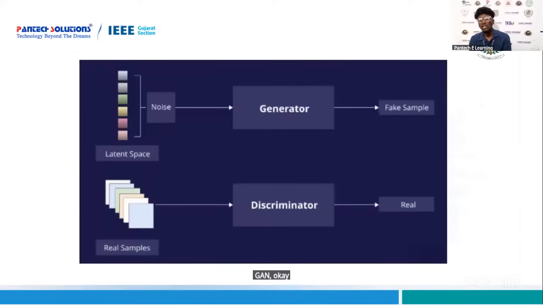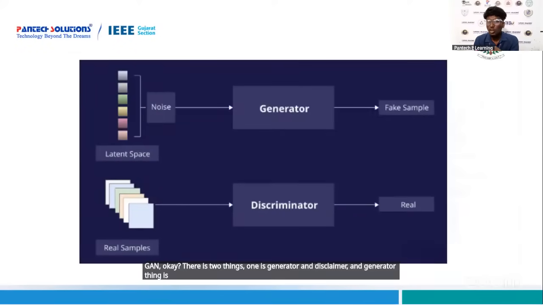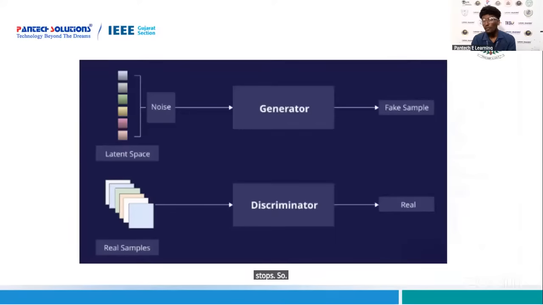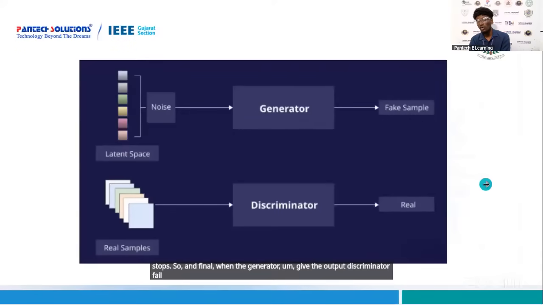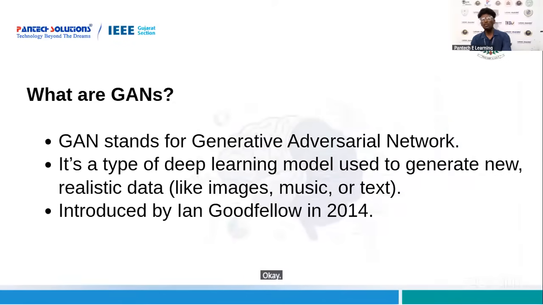There are two things, the generator and the discriminator. The generator continuously creates new things, and if the discriminator finds the result is fake, the process repeats. It keeps generating and improving the already created image. Finally, when the generator gives an output and the discriminator fails, the final output goes to the output section. That is the process of the generator and discriminator.